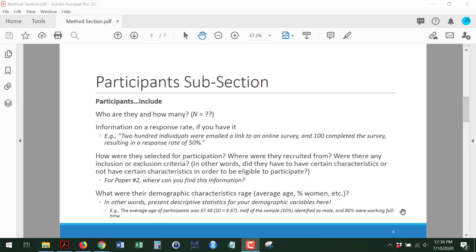So for your paper too, where can you find this information? Where do you think? Well, if you said the code book, you would be correct. So you can find the information that you need, some of it for your participant subsection, in your code book.